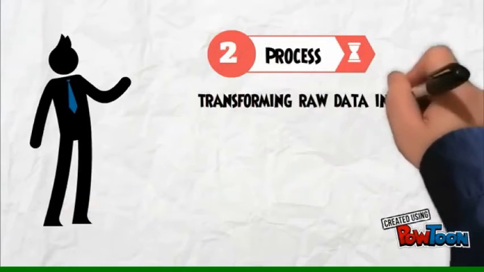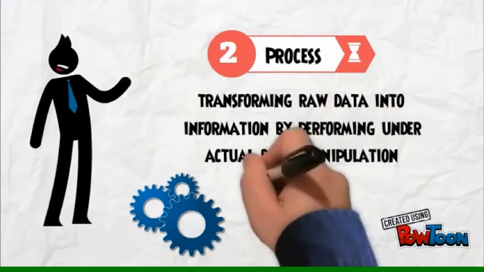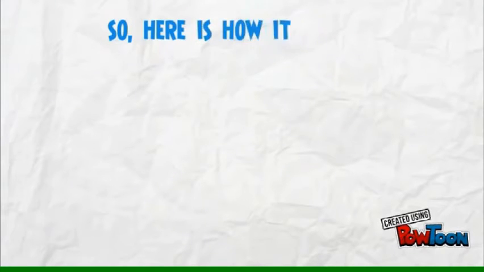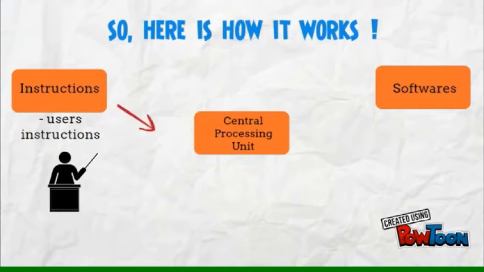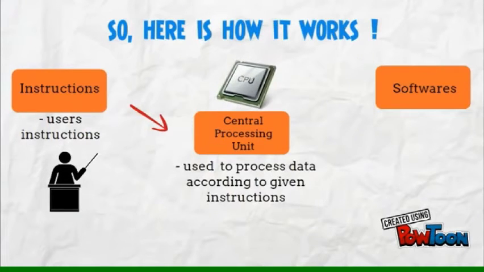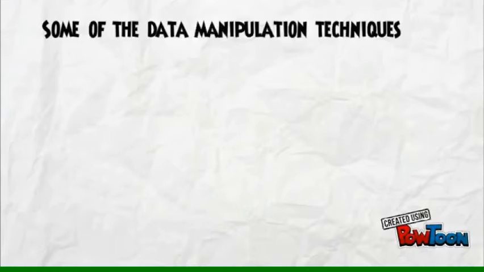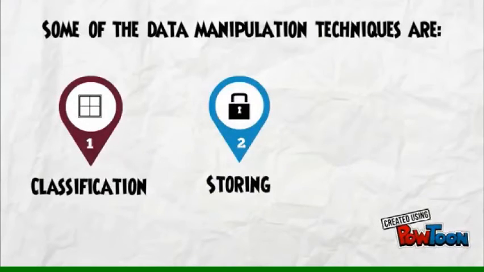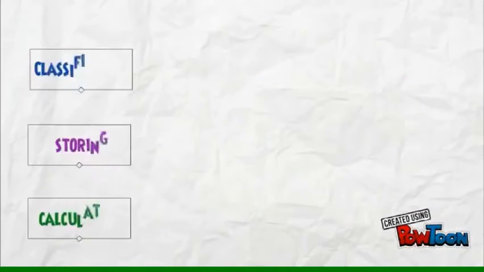Process, transforming raw data into information by performing actual data manipulation techniques. So here is how it works. Instructions, user instructions, central processing unit, and then the software. Some of the data manipulation techniques are classification, storing, calculation.